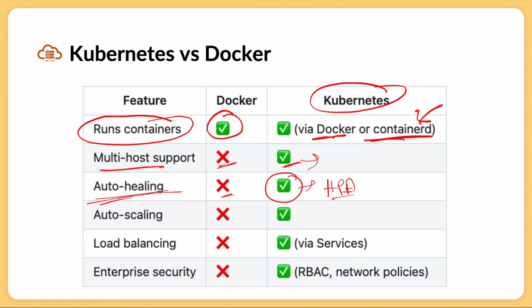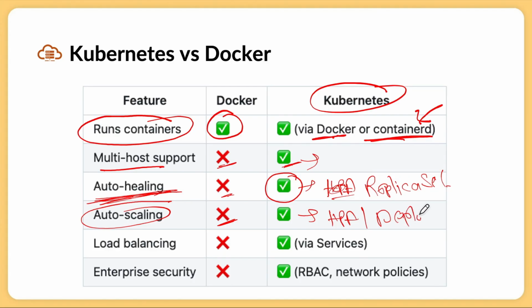Again, sorry, this is self healing. Docker doesn't have self healing, whereas Kubernetes has self healing using ReplicaSet. Now coming to auto scaling, Docker doesn't have any auto scaling. Kubernetes has auto scaling using HPA, service and deployment.